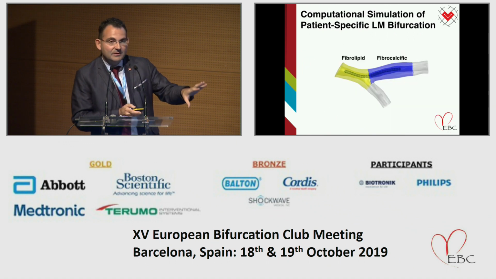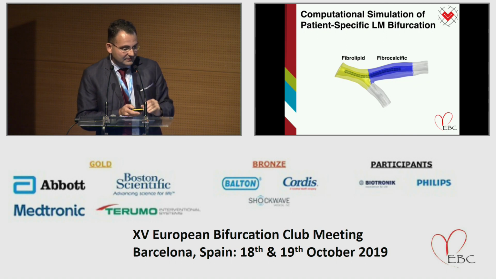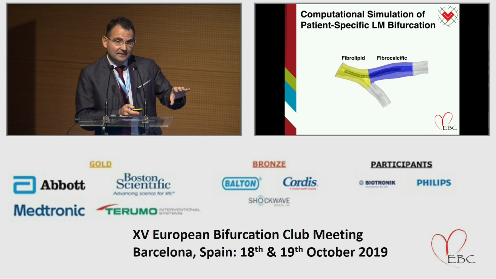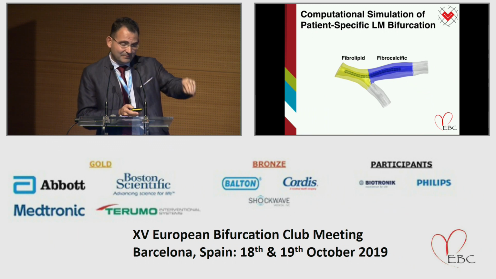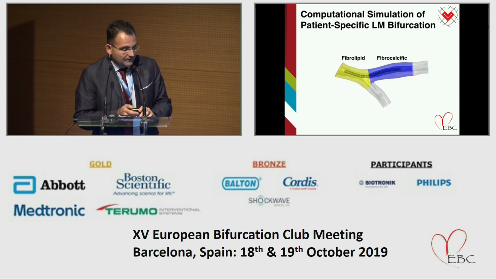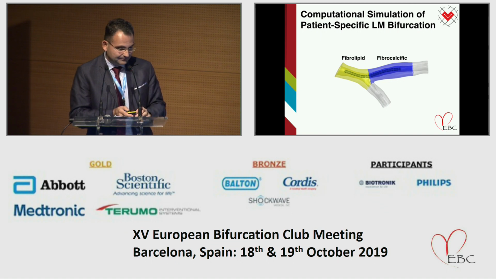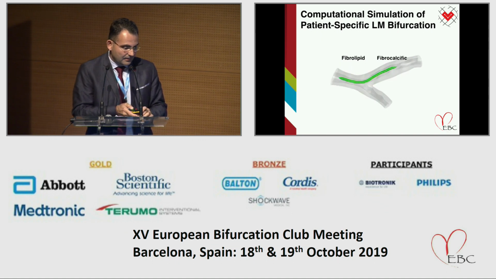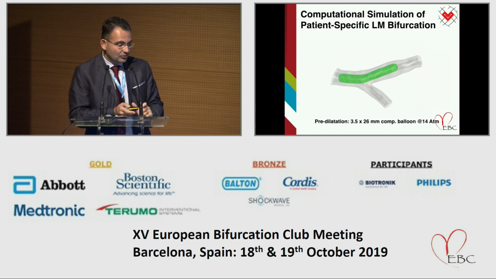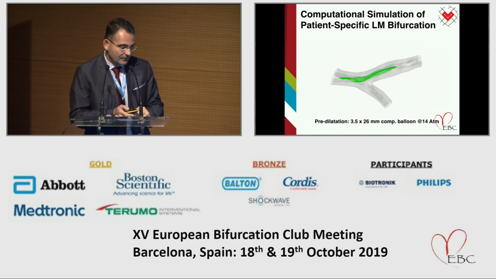So, coming back, this is an example. One, left main bifurcation. You see the LAD disease extending to the left main. Blue is fibrocalcific material coming from OCT, from this particular patient. This data was provided to me by Dr. Murasato, and I'm very grateful to him. And the proximal part has a fibrolipid plaque. Then you see the pre-dilatation with 3.5 by 26 computationally at 14 atmospheres.